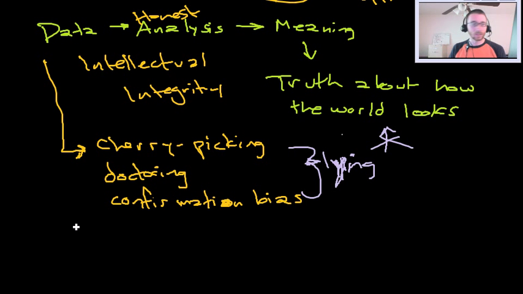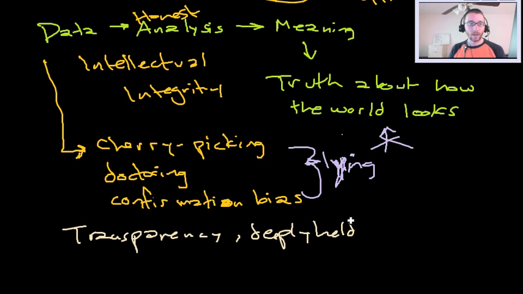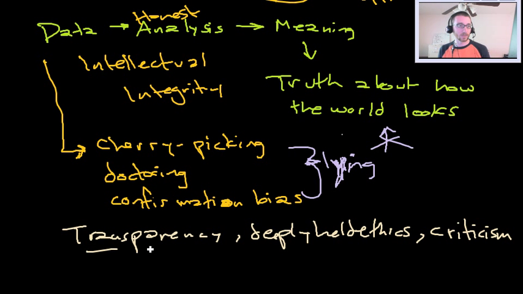The best way to do this is to have transparency in the process. Let other people see your numbers. Make them readily available. You have deeply held ethics, and then have other people hold your feet to the fire, right? Allow criticism. If all this stuff is possible, that's the best way to do it.